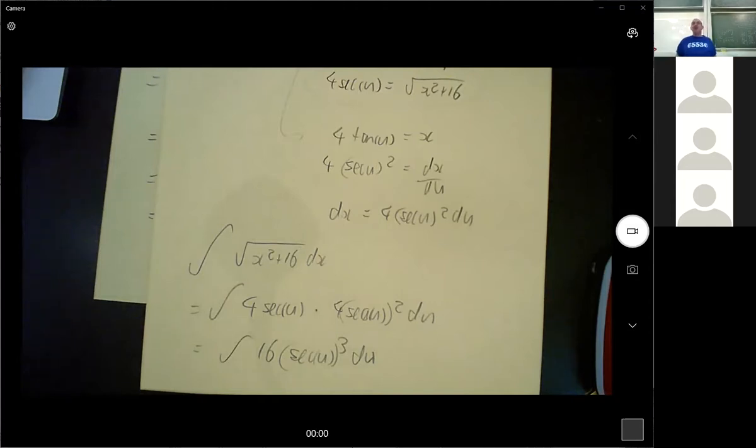It is possible to do this, but now I need to know how to integrate sec cubed, which means I need to do probably partial by parts, because I know how to integrate sec squared. Yeah. So I told you by parts was the plan.